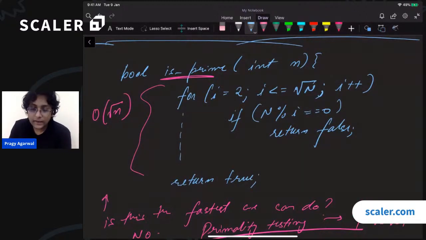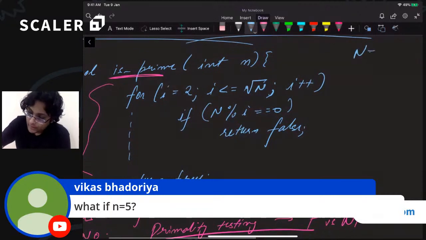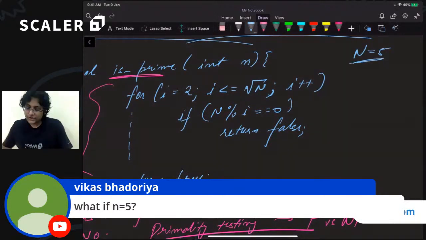Vikas says, what if n equals 5? So Vikas has a question over here. Let us look at this code and see what happens when n equals 5. Does this code work correctly? Right. So let us try that.